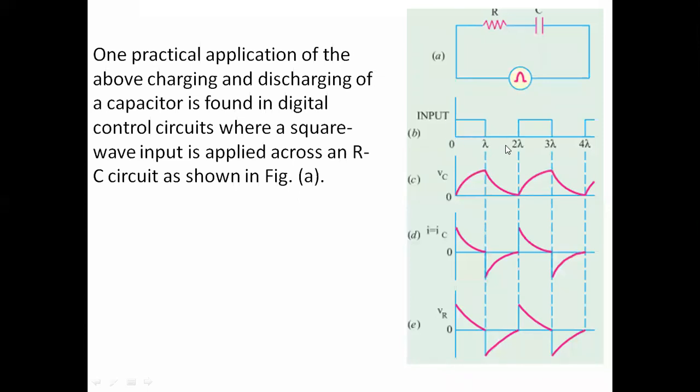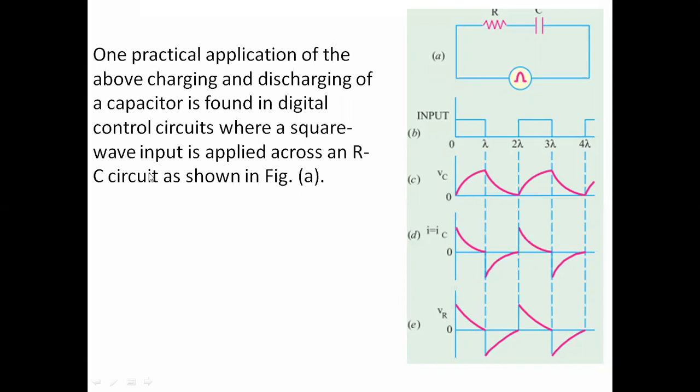Both are the same. When we apply the input signal to this RC network, from 0 to lambda it has some voltage, assume 5 volts. When we apply 5 volts, the capacitor starts charging. See here, this is the voltage across the capacitor. The capacitor starts charging and reaches the maximum value. Here, what is the maximum value?